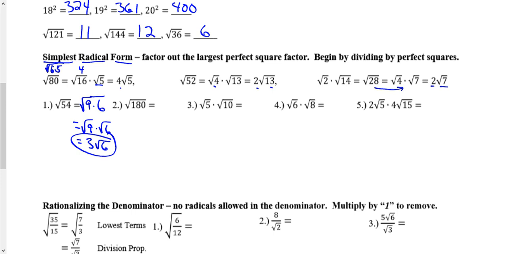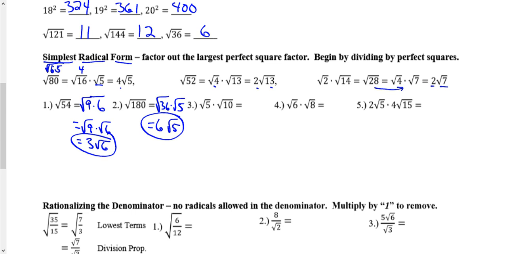If you guys try that with the square root of 180 on your own. So the biggest perfect square factor was what? 36. So I'm just going to skip that little intermediate step. So square root of 36 times the square root of what? 5. And what's the square root of 36? 6. 6 times the square root of 5. It's not that hard, right?